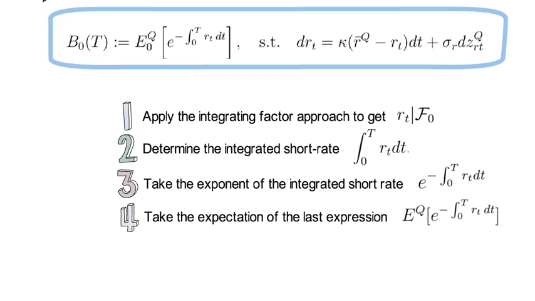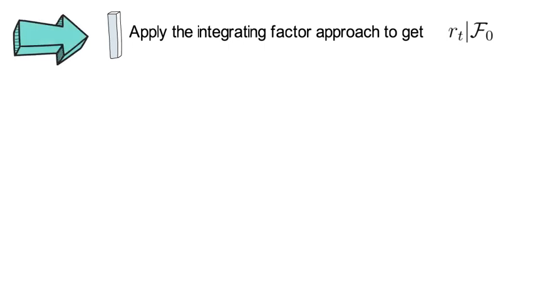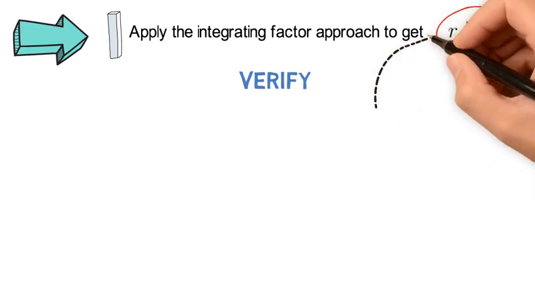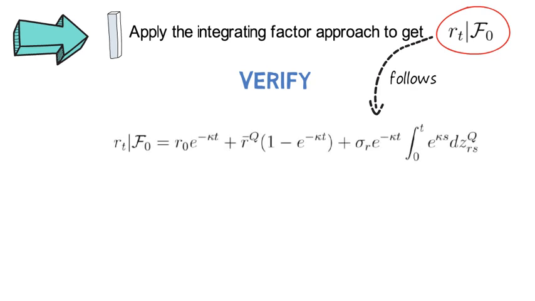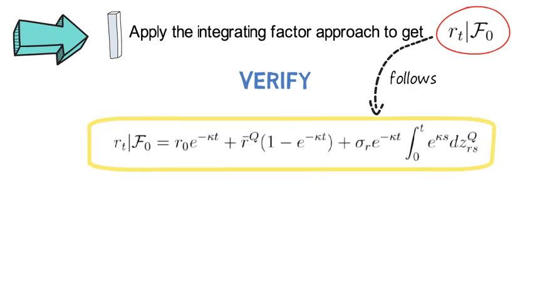So let's go through all the steps in detail. So step 1. We now apply the integrating factor trick to the linear SDE. If that is not clear to you, I advise you to consult my video on solving linear SDEs with the help of the integrating factor. Otherwise, I invite you to verify that RT conditional on F0 follows the following Gaussian distribution.